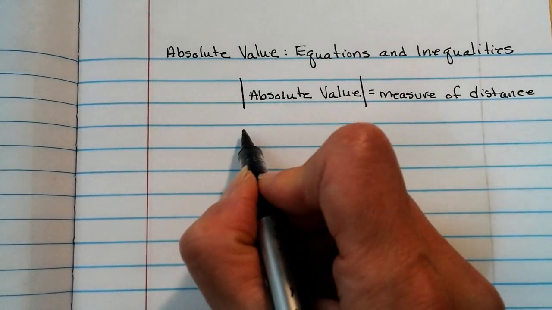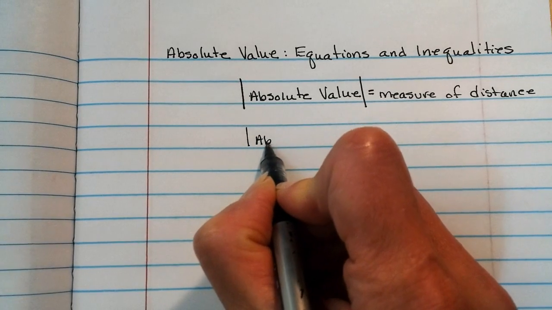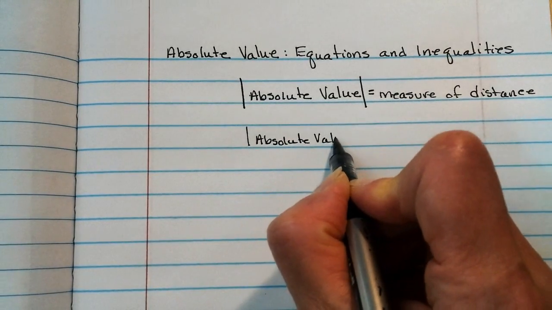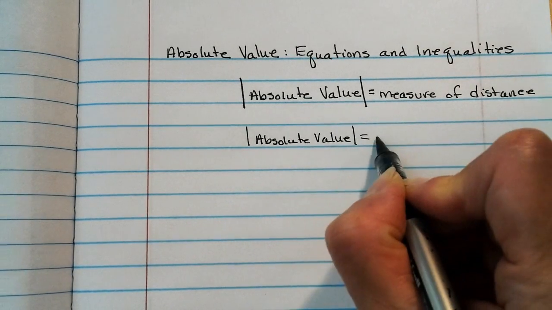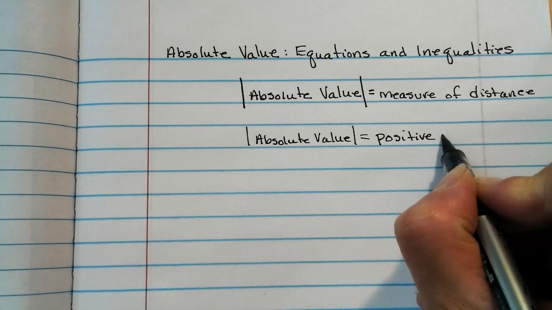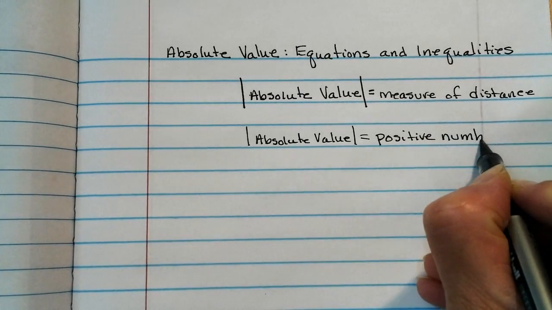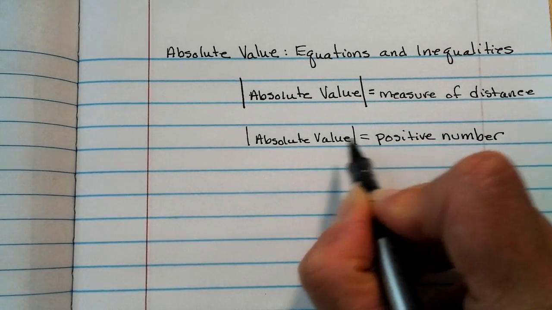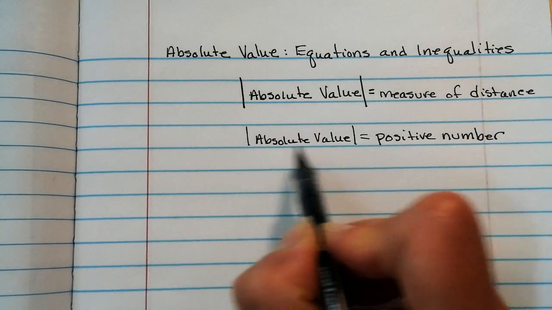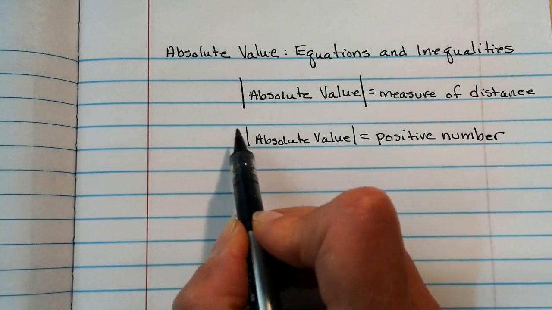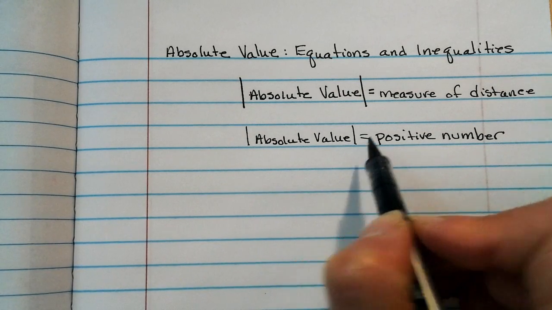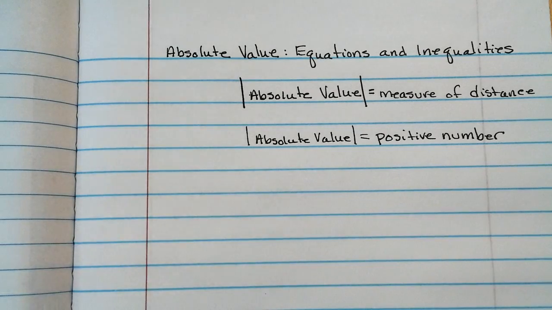which means that the absolute value must always be a positive number. Okay, so absolute value is always a positive number. So notice absolute value here is by itself. There's nothing in front of it, there's nothing behind it except the equal sign. So that's an important concept to think about.